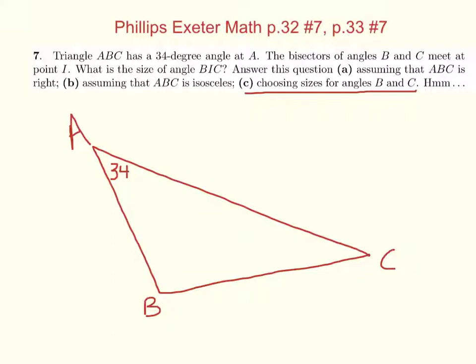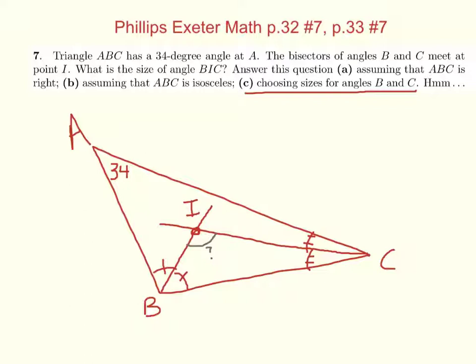Now the bisectors of angles B and C meet at point I. So I'm going to bisect B. So now these are equal. And I'm going to bisect C. So now these two angles are equal. And they meet at point I. Now the question is find what angle BIC equals. So put a little question mark there.